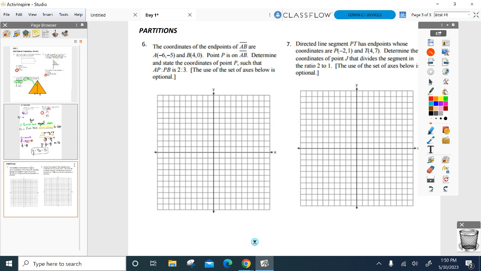First thing, most of these partition questions say, hey, the use of the grid below is optional. For my honors geometry students, it's not optional, and I'll show you why at the end. So use the graph and graph AB for me. It is not optional for you guys, and there's a big reason why at the end of this problem.